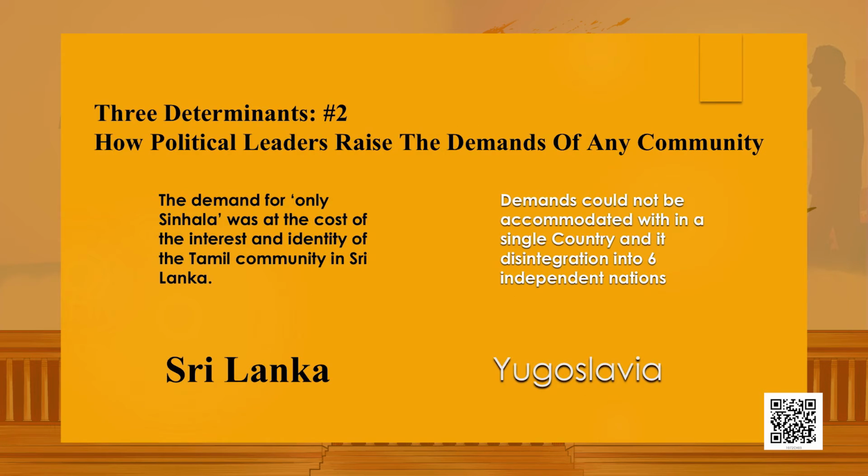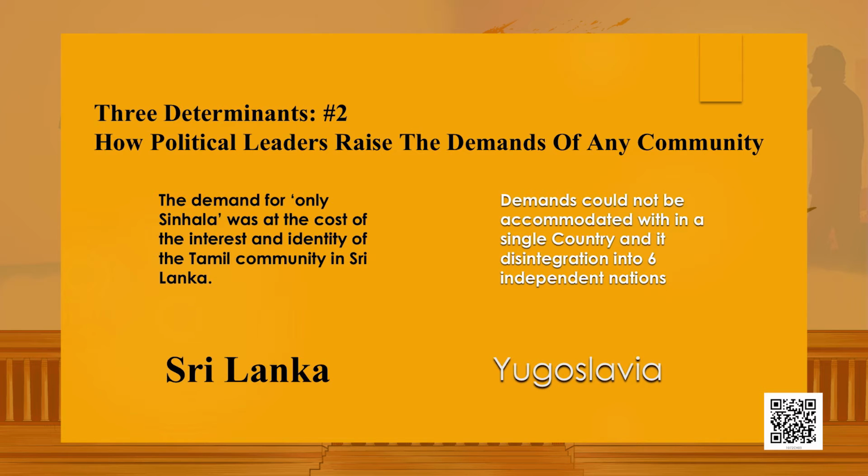It is easier to accommodate demands that are within the constitutional framework and are not at the cost of another community. The demand for only Sinhala was at the cost of the interest and identity of the Tamil community in Sri Lanka. Hence, it led to a long and brutal civil war. In Yugoslavia, the leaders of the different ethnic communities presented their demands in such a way that these could not be accommodated within a single country, and the country had to disintegrate into 6 independent nations.